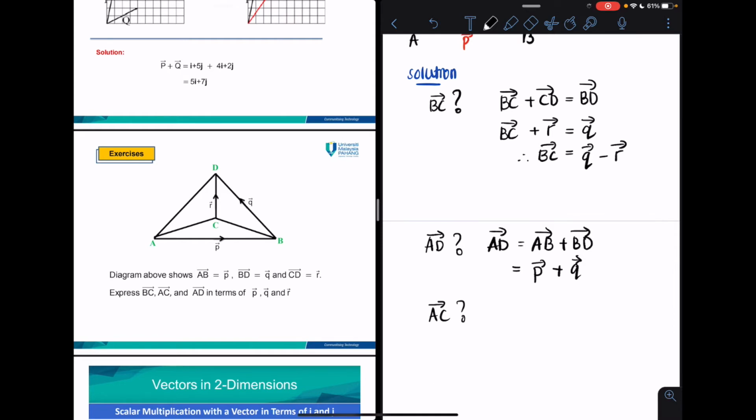The question also asks us to determine vector AC. Vector AC can be found by using this expression: vector AB plus vector BC. We know already that vector AB is represented by vector P, and when we solved the first question, we managed to determine that vector BC is equal to vector Q minus vector R. Then vector AC is as simple as vector P plus vector Q minus vector R. So this triangle law of vector addition will be useful when you have this kind of problem that demands your creativity in solving it.